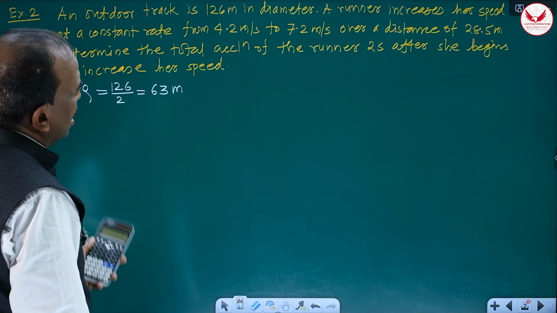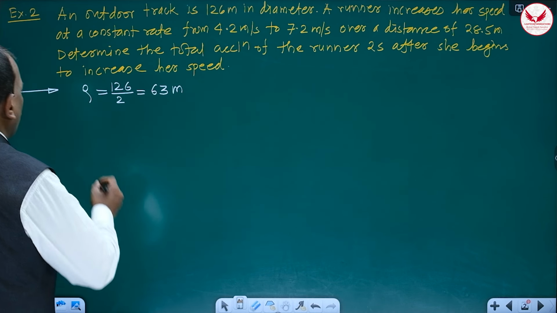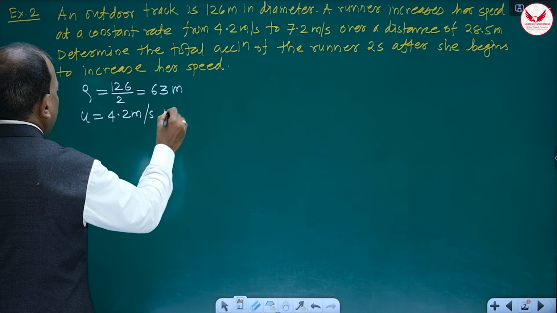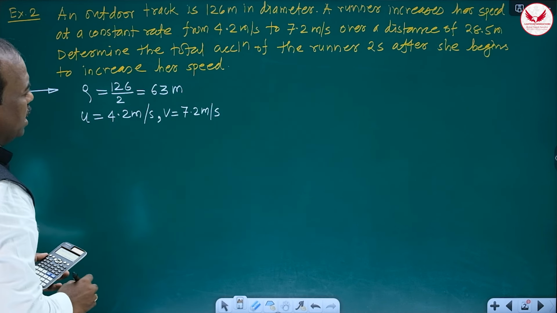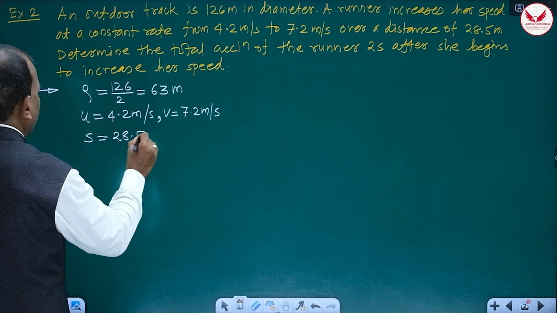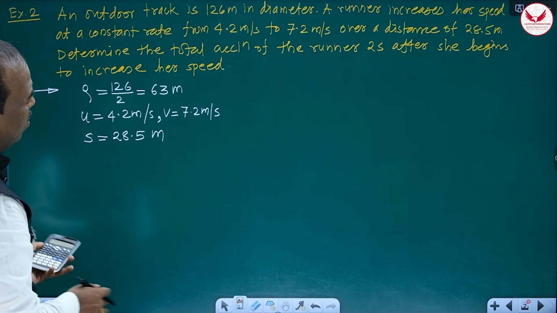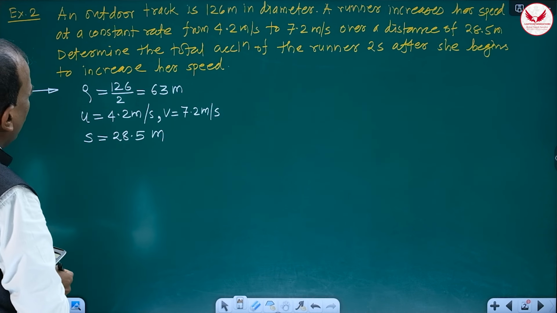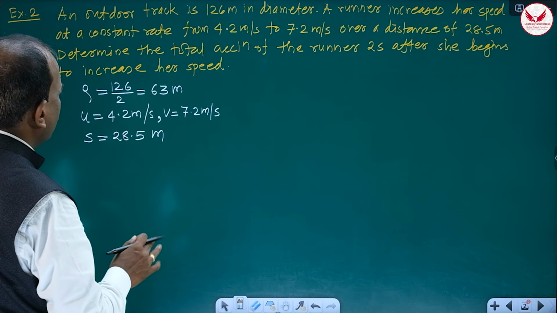A runner increases her speed at a constant rate from 4.2 to 7.2. Means initial speed is 4.2 meter per second and final speed is how much? It is 7.2 meters per second. Over a distance of 28.5 meters. Correct. So it is moving along a track, and that track is, when diameter is there, it is curved. Correct. Determine the total acceleration of the runner 2 seconds after she begins to increase her speed.